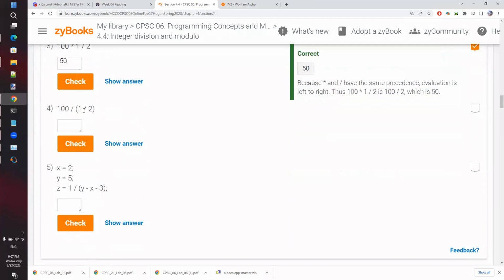All right, here I think we're back to where we were. Or this is an error actually. 1 over 2 is 0, and then we have 100 divided by 0, which they told us is an error.